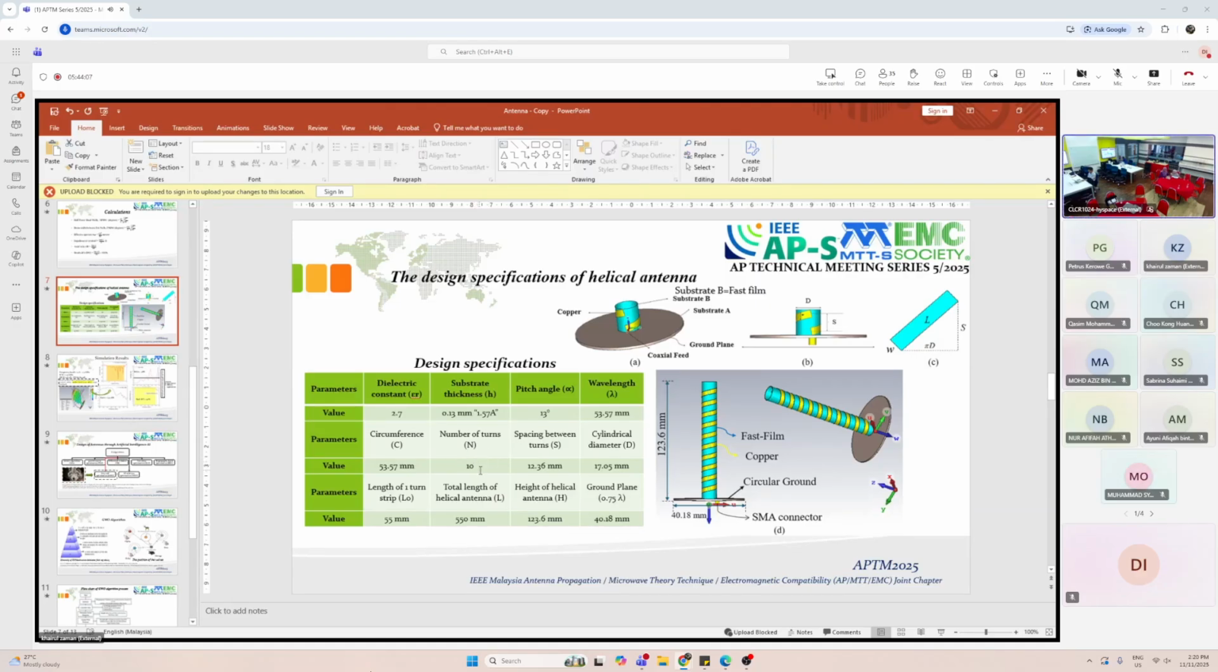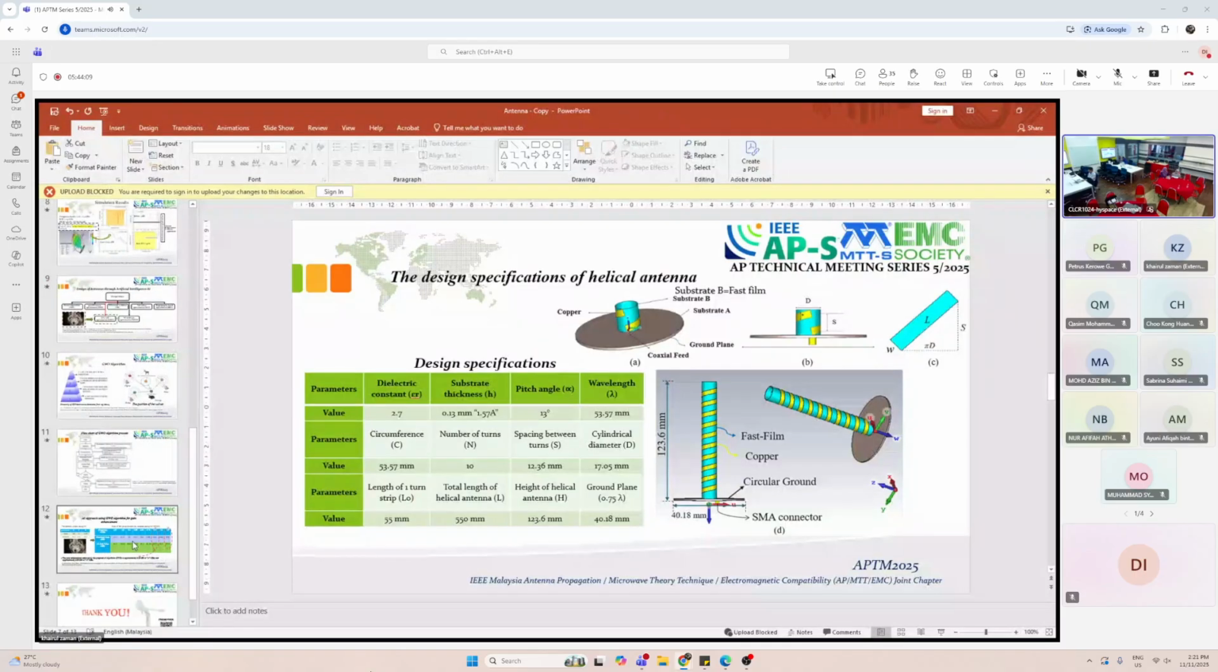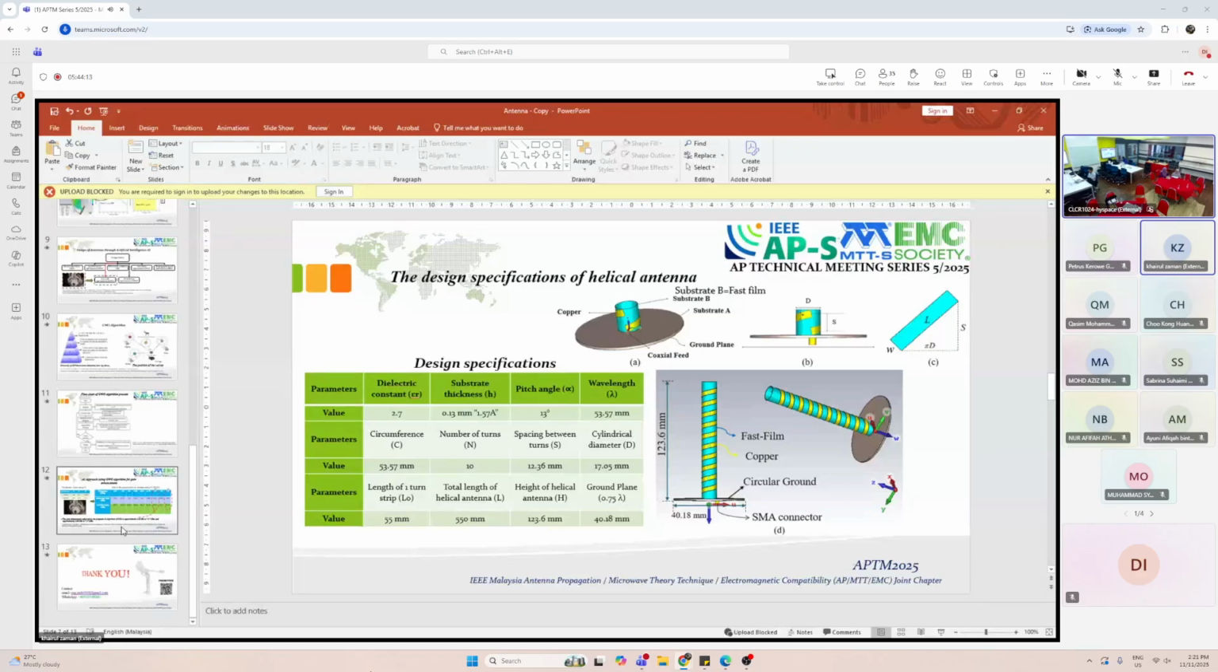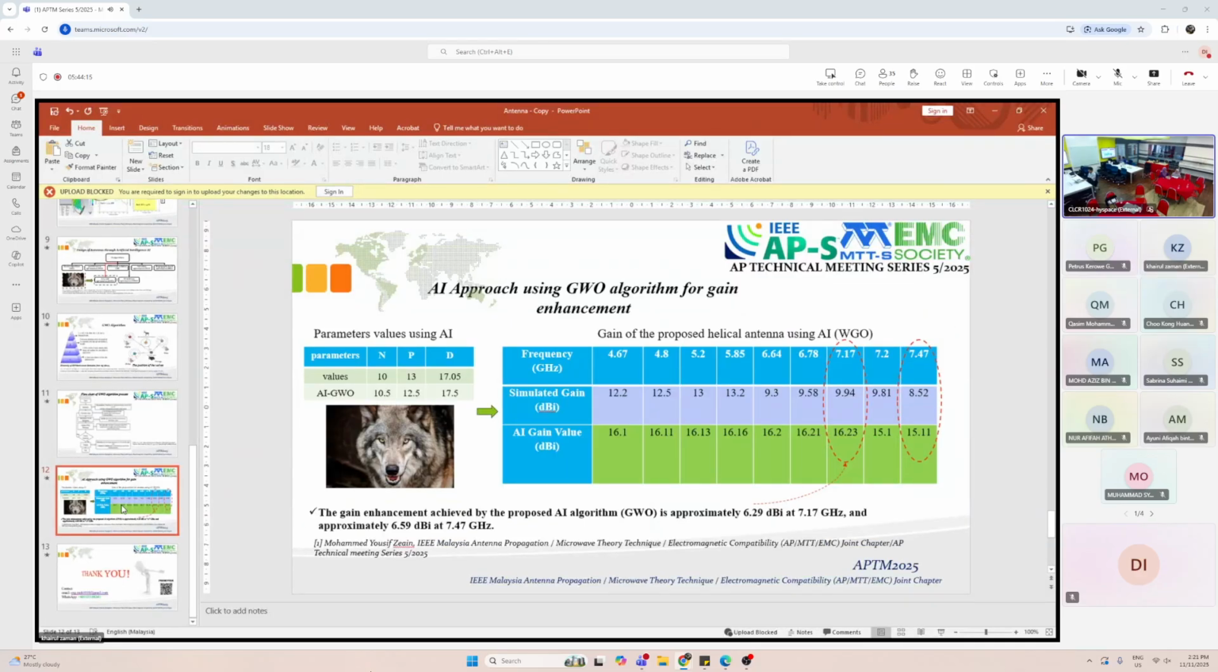So maybe some antenna performance is changed. Exactly, because that's correct. Current distribution or something. You ensure. Yes, Prof.